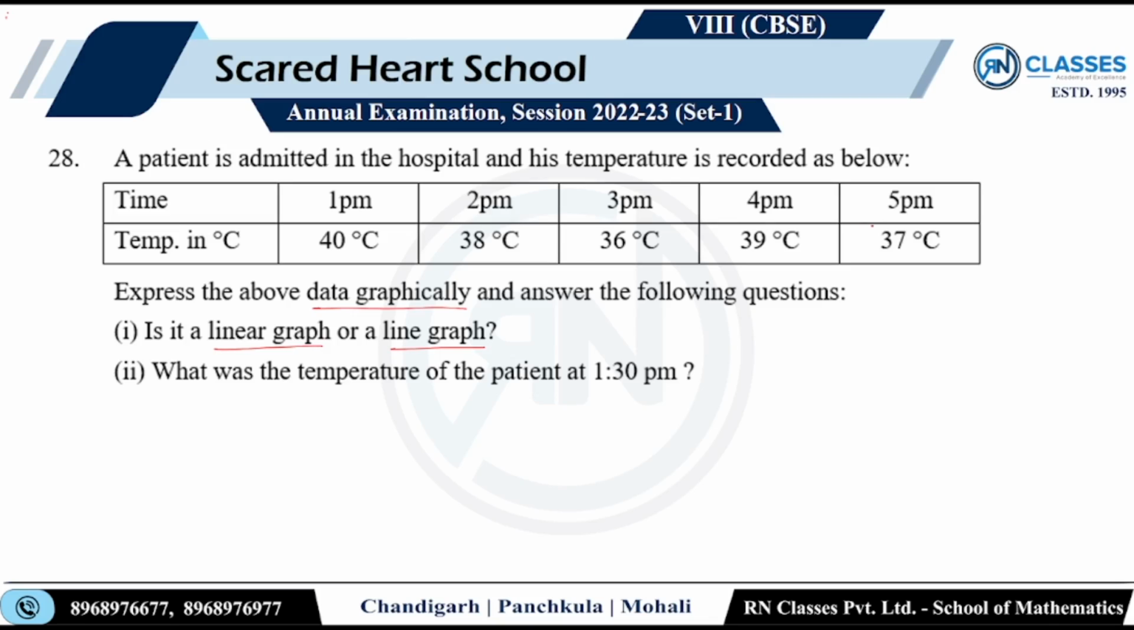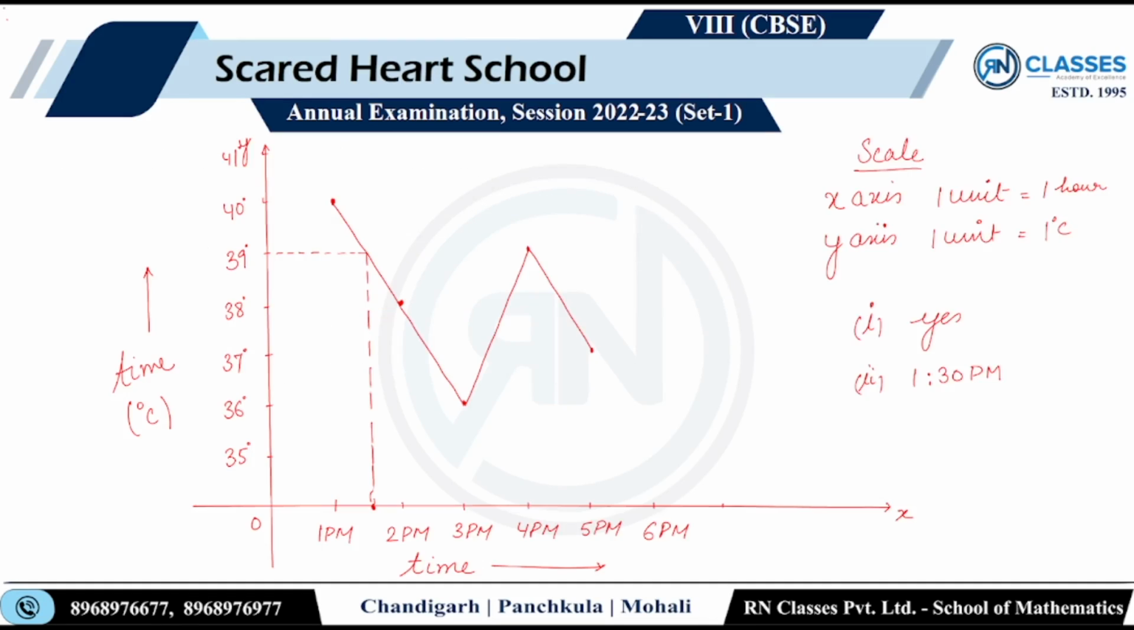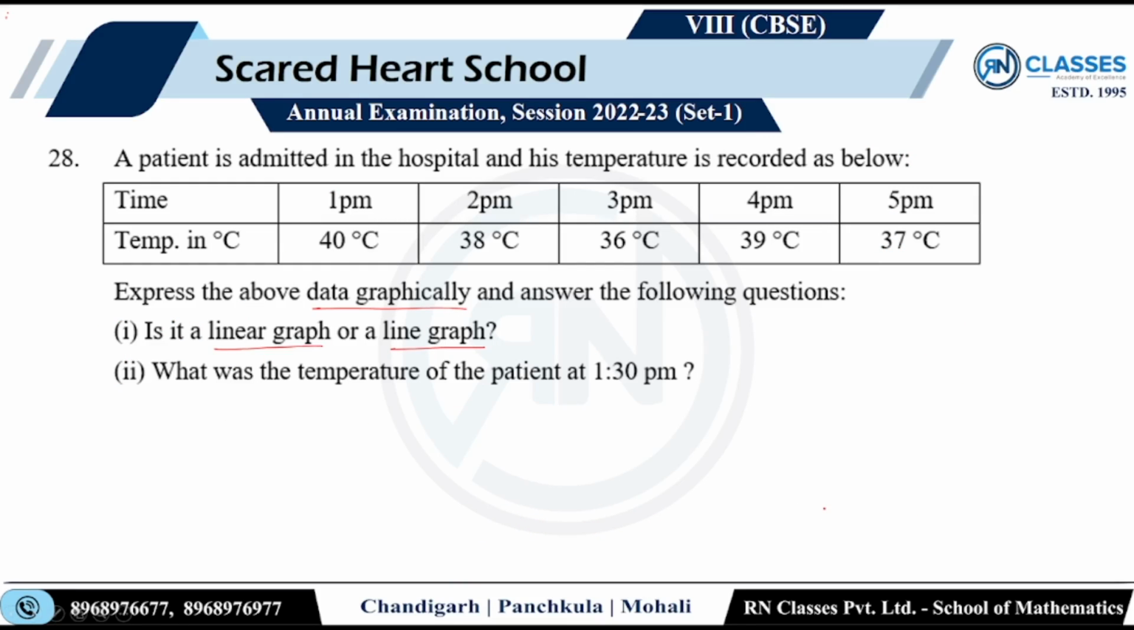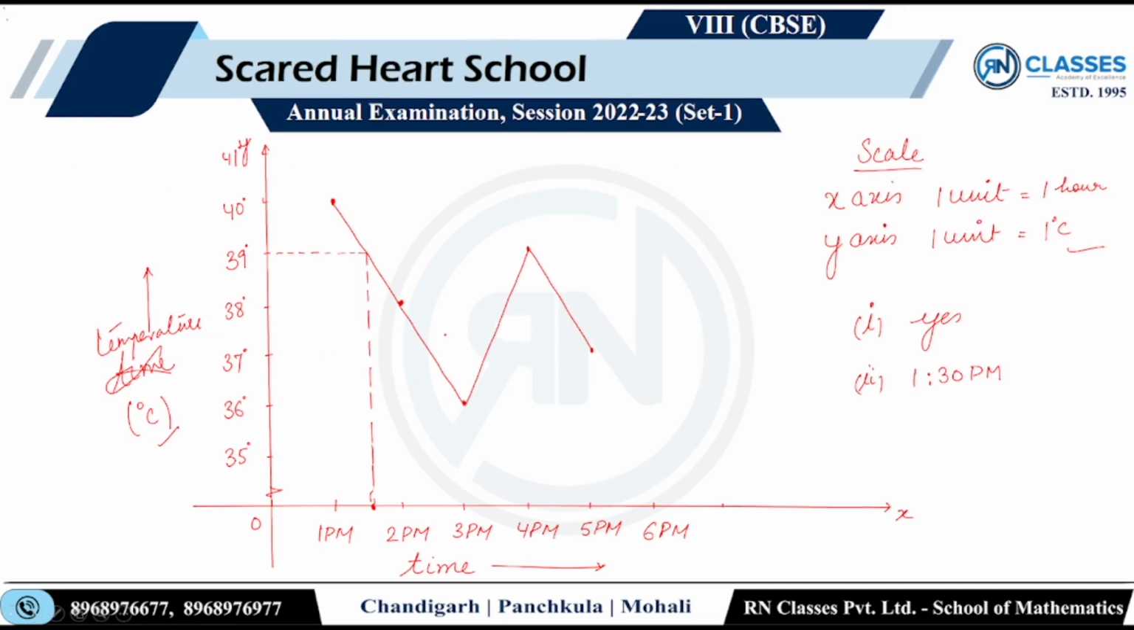1 PM, 2 PM, 3 PM, 4 PM, 5 PM पे हमने इसका ग्राफ बनाया. So I have already made it for you. Scale is already here. So यहां पे आपको किंग बनाना जरूरी है. Time is here. यहां पे टाइम नहीं, यहां पे होना चाहिए टेम्परेचर. ठीक है, टेम्परेचर इन डिग्री सेल्सियस. Time over here 1 hour. अब इसके बाद बोल रहा, is it a linear graph or a line graph? Yes, it is a line graph, right? First one is absolutely correct.